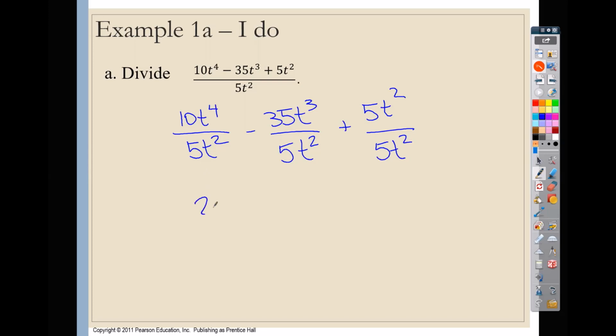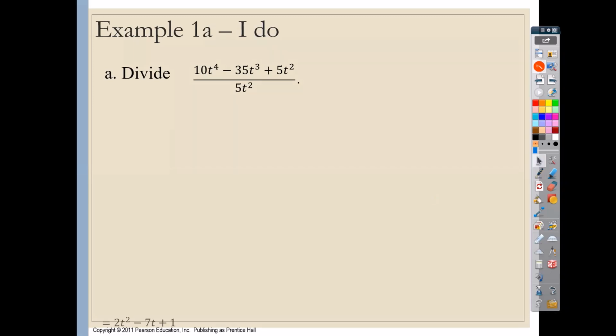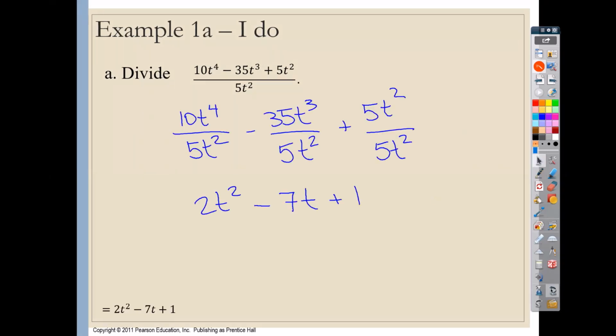So 10 over 5 is 2, and I have 2 more t's in the numerator than in the denominator. This one, 35 divided by 5 is 7, and I have 1 more t in the numerator. And then 5t squared over 5t squared cancels out, and you just get 1. So you just break it up and simplify the fractions.